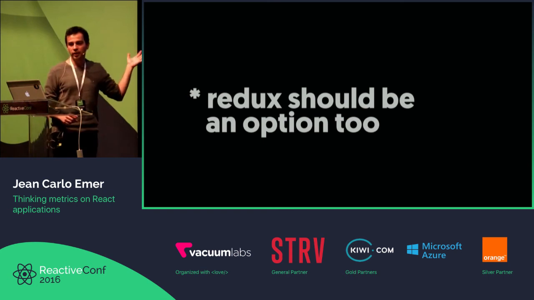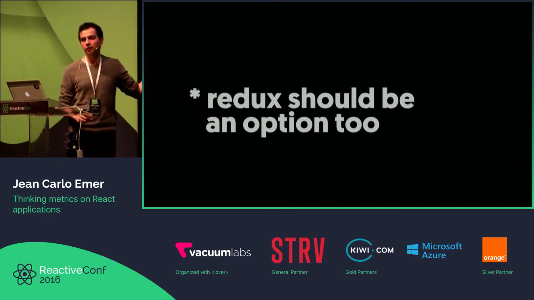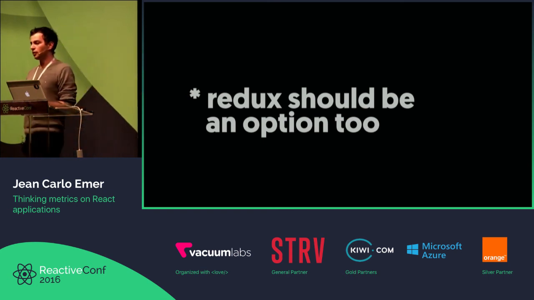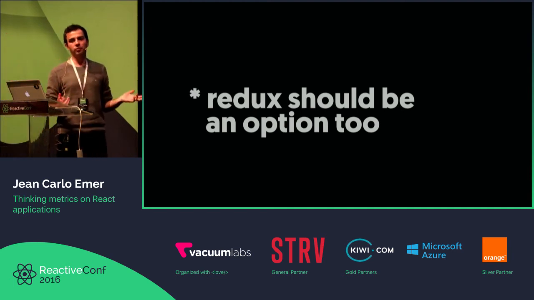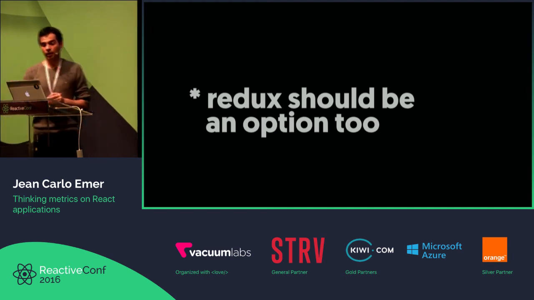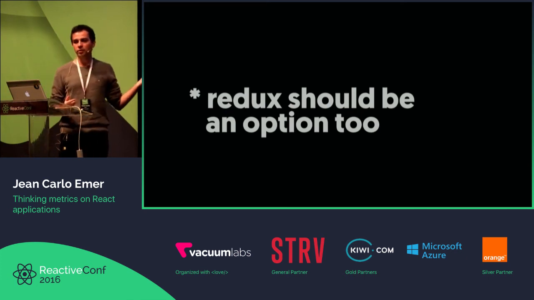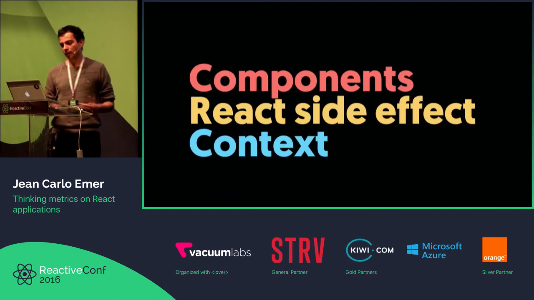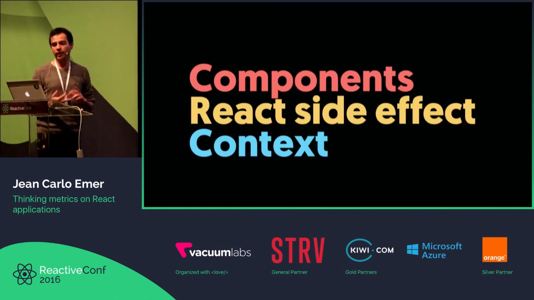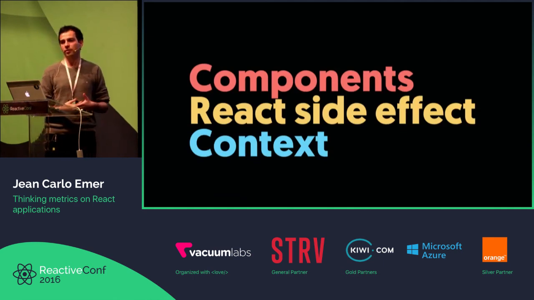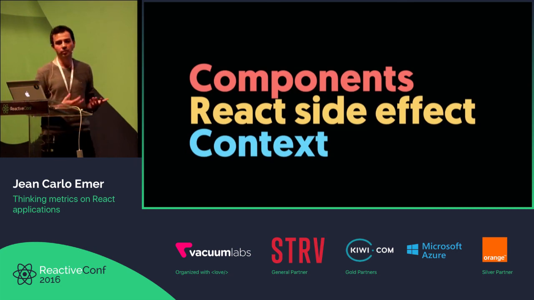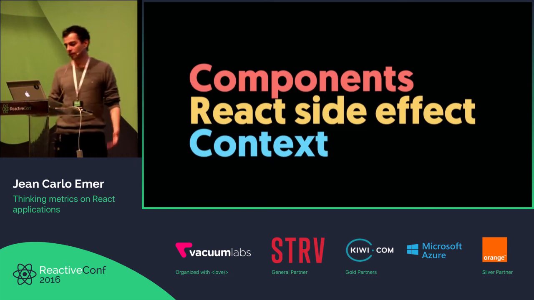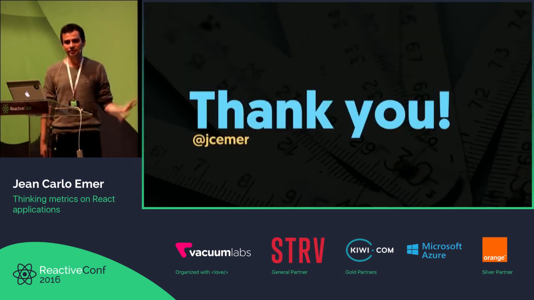We could use Redux for that instead of using side effects or components, but we don't use Redux in the project. So we created this whole ecosystem to track this. Through the components, React side effect, and the context, we accomplished our main objective, which is to track user metrics on the product. Thank you.